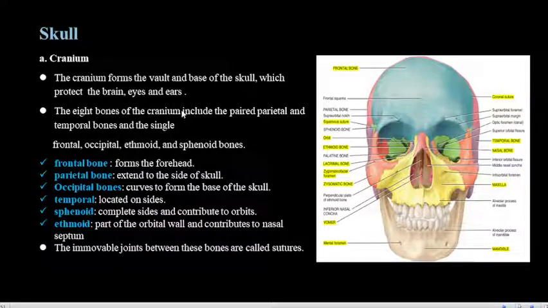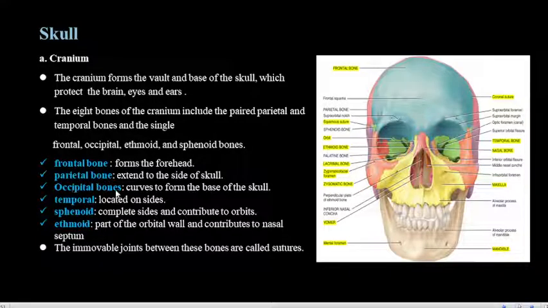Meron tayong 8 bones in the cranium. We have a total of 8 cranial bones. And they are the paired temporal bones and parietal bones, and the single frontal, occipital, ethmoid, and sphenoid bones. Yung frontal bone natin, yan ang forehead. Okay, yung color blue. The parietal bone extends to the side of the skull. Yung sa gilid ng skull, itong color pink dito. So, meron kang left and right parietal bones.